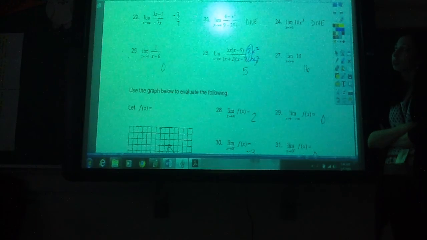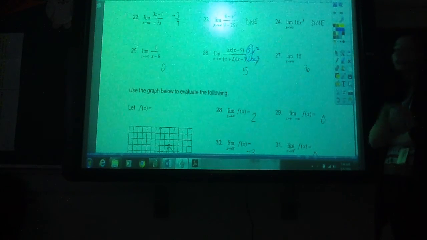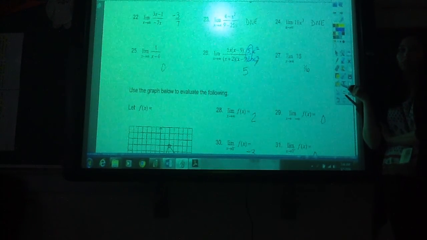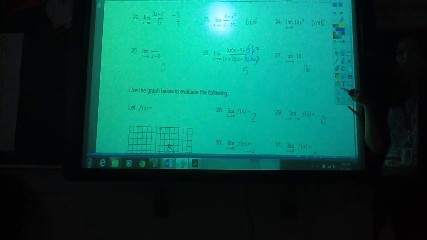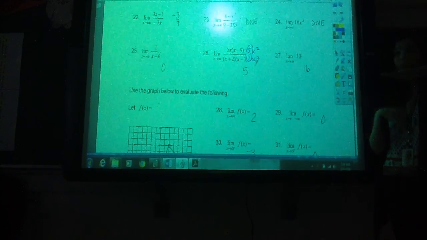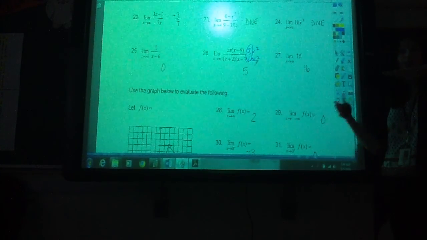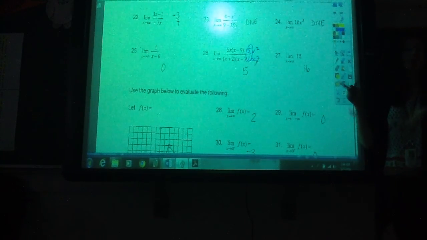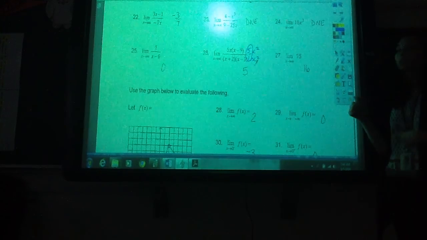Any others? Is everyone okay with 27? Yeah. 16 is a horizontal line, so it's 16 in both directions, it's 16 always. So no matter what x value is, I'm still gonna get 16, even if the x value is infinity.